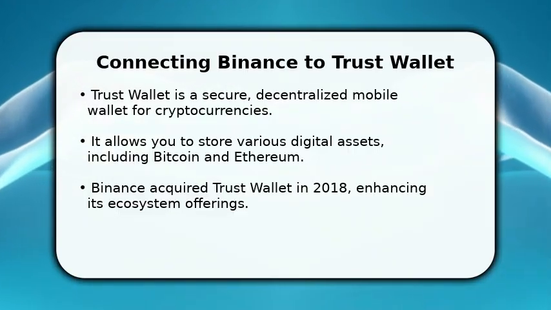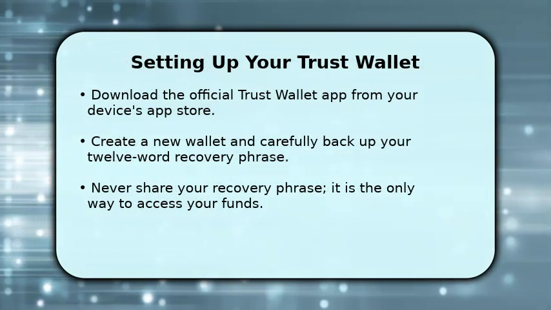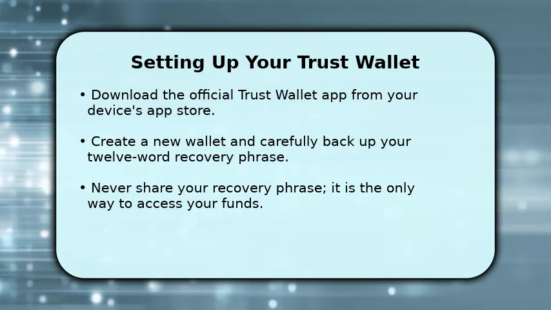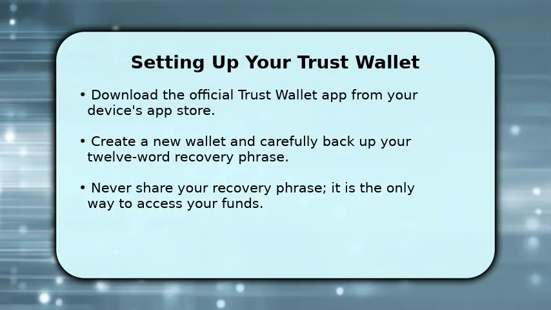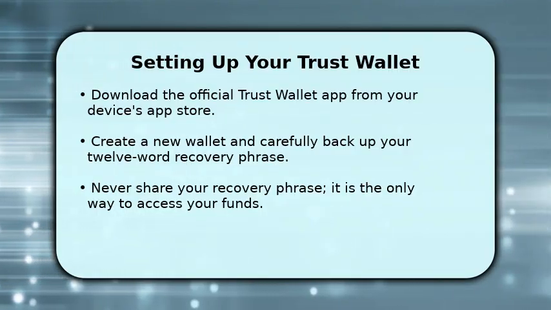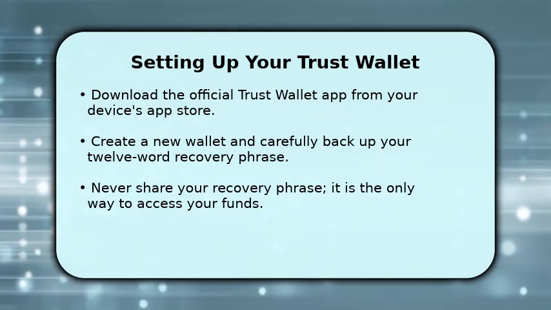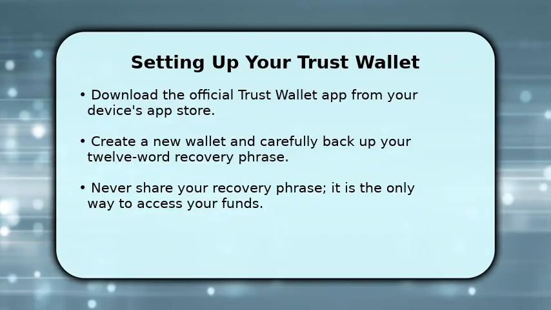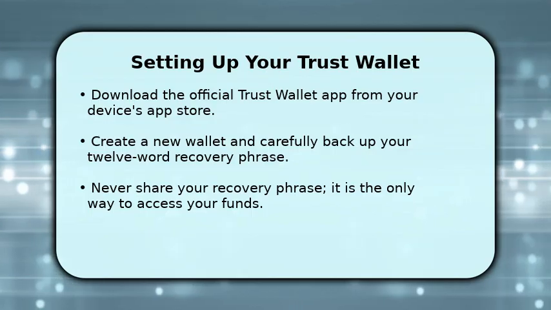Let's get started. First, you need to set up your Trust Wallet. Head to your phone's App Store and download the official Trust Wallet application. Once installed, open it and choose to create a new wallet. You will be given a 12-word recovery phrase. Write this down precisely and store it in a very safe, offline location. This phrase is your master key. Losing it means losing access to your crypto, and sharing it means giving someone else access. Keep it secret, keep it safe.